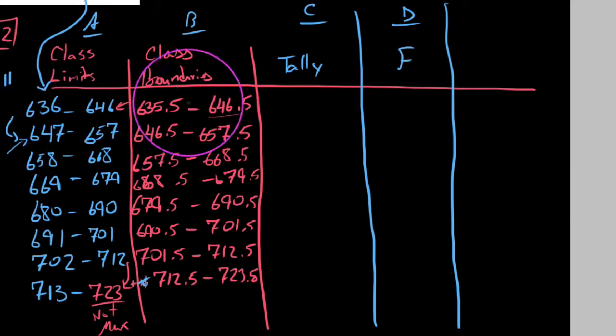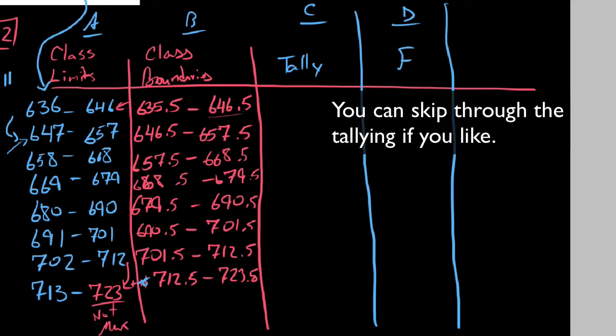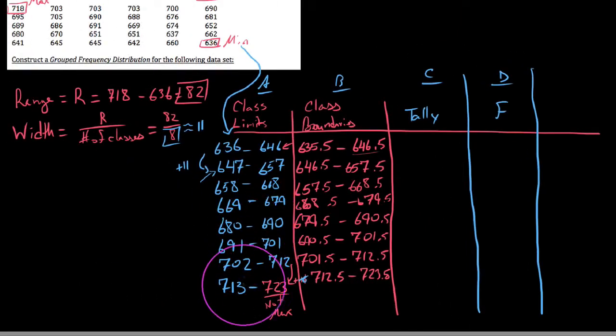You tend not to use class boundaries, but we need the class limits to do this. So let's go ahead and get the GMAT scores rocking here. We say 718. 718 would fit into this last class down here. So we put a tally down here. I'm going to put it right there.